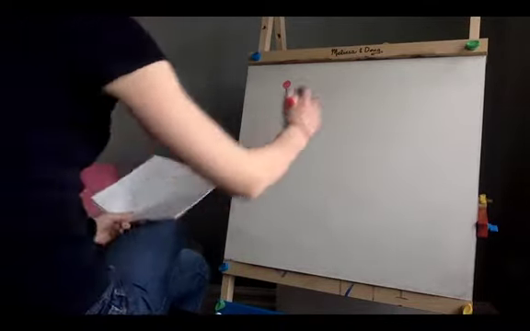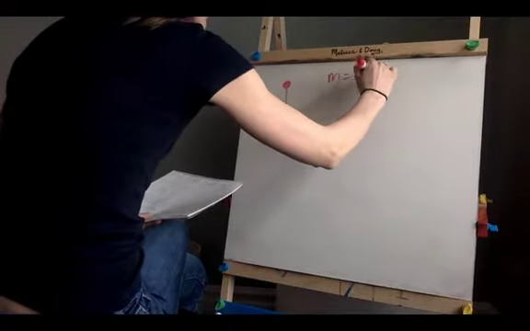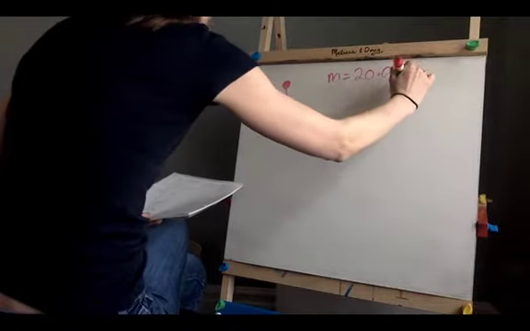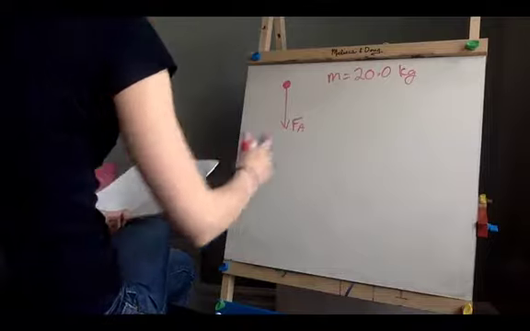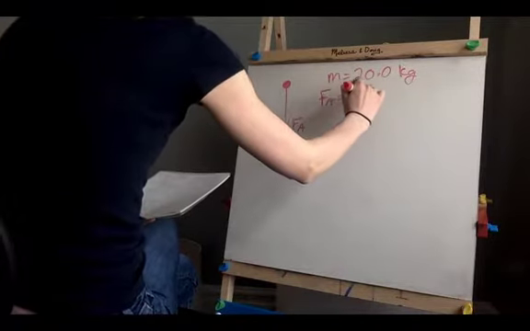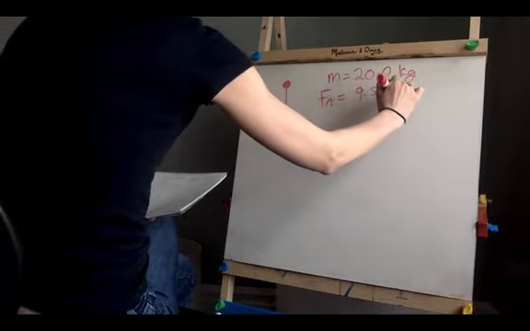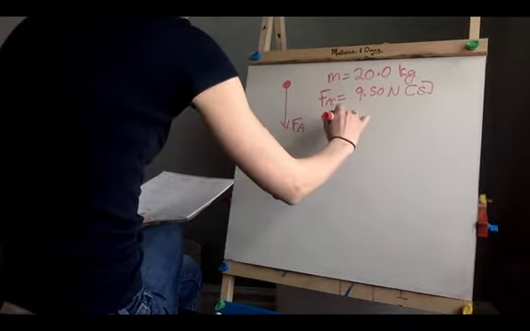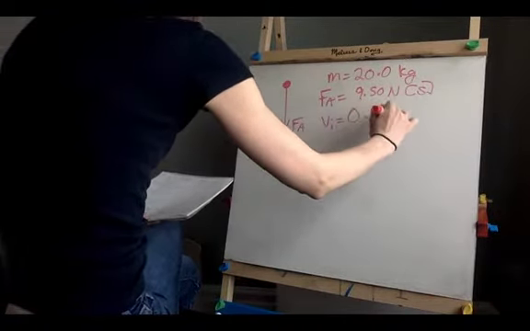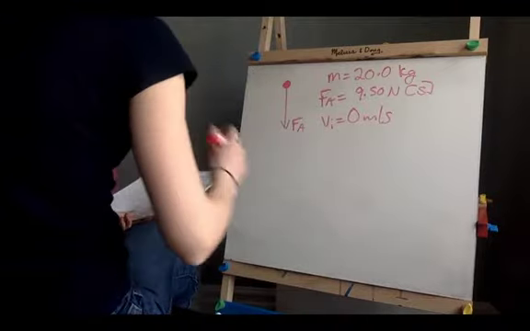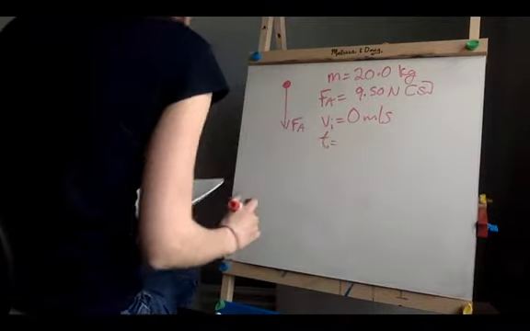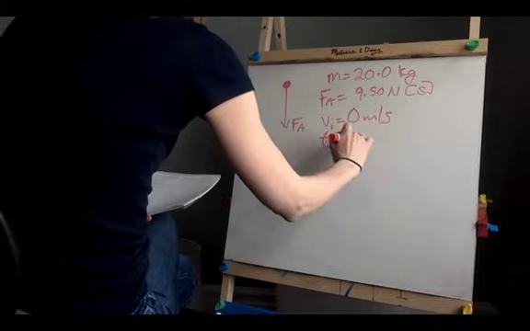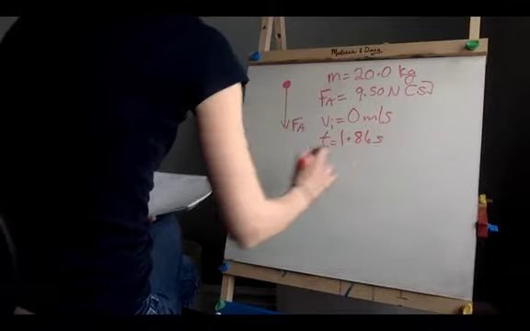Now, the information we have is that mass is equal to 20.0 kilograms. We know that the average force applied was 9.50 newtons in a southern direction. We know that it started from rest, so its initial velocity was 0 meters per second, and we were given information about time, where it was in contact with the girl's hand for 1.86 seconds.